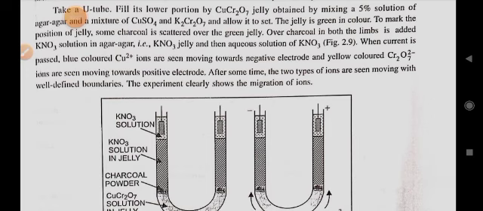When current is passed, blue colored Cu2+ positive ions are seen moving towards the negative electrode, and yellow colored Cr2O7 2- negative ions are seen moving towards the positive electrode. After some time, the two types of ions are seen moving with well-defined boundaries. The experiment clearly shows the migration of ions.